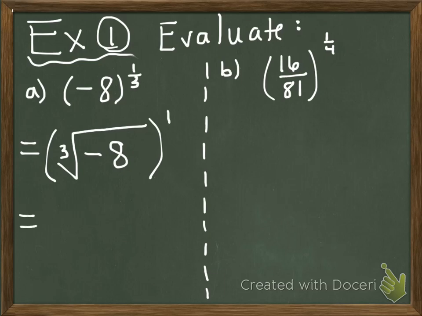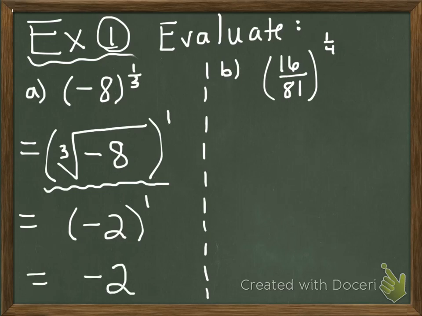Now that we have it rewritten, we can evaluate it. We have to evaluate the radical first. So the cubed root of -8, in other words, what number can I multiply by itself 3 times to give me -8? That would be -2. And now I need to rewrite it so that I have it written to the power of 1. So -2 to the power of 1 is just -2.